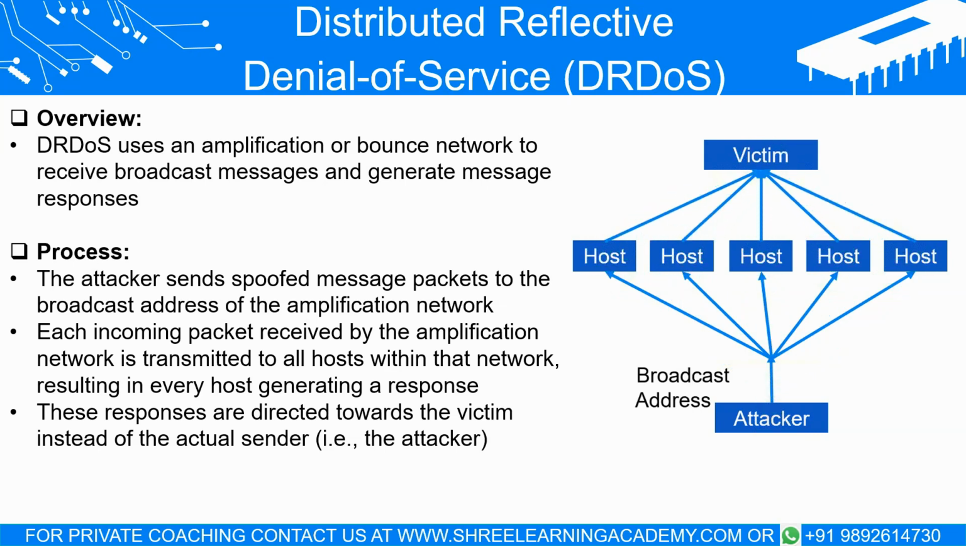The attacker effectively sends spoofed message packets to the broadcast address of the amplification network. As a result, every incoming packet received is transmitted to all hosts within that network, which may range from 10,000 to 100,000. Upon receiving each packet, every host generates a response. However, since the original packet source was manipulated, the response is directed towards the victim rather than the actual sender, that is, the attacker. As a result of this process, a single packet sent by the attacker is converted into numerous packets that exit the amplification network and flood the victim's communication link.